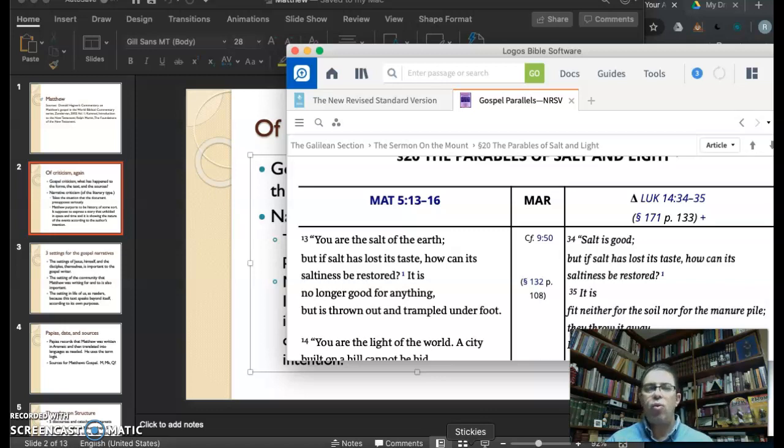Number three, what is the nature of the author or the redactor? How are they part of the process? And how do they put it together? So that's number three. And number four, the Gospels themselves.